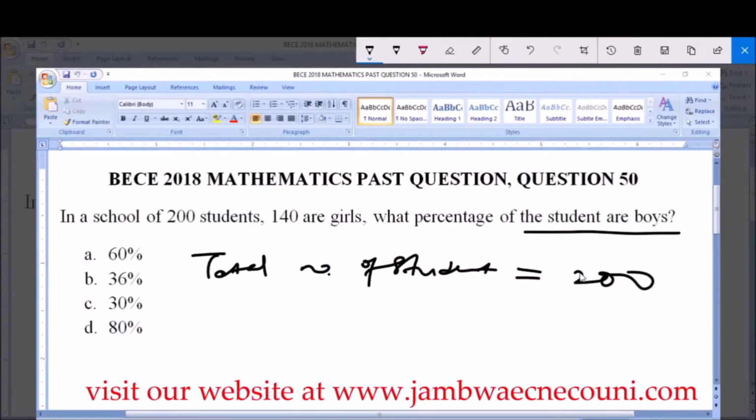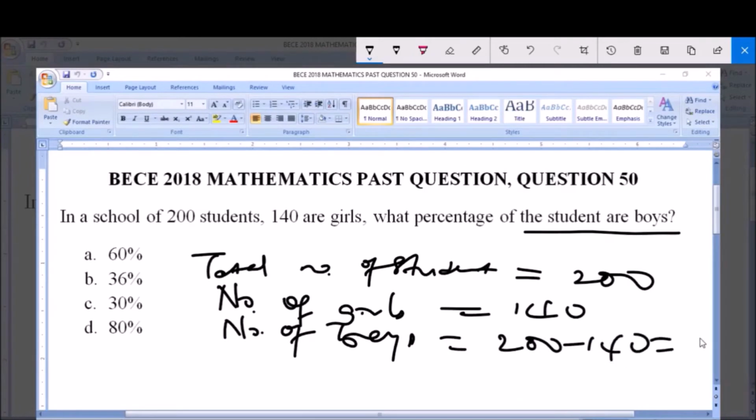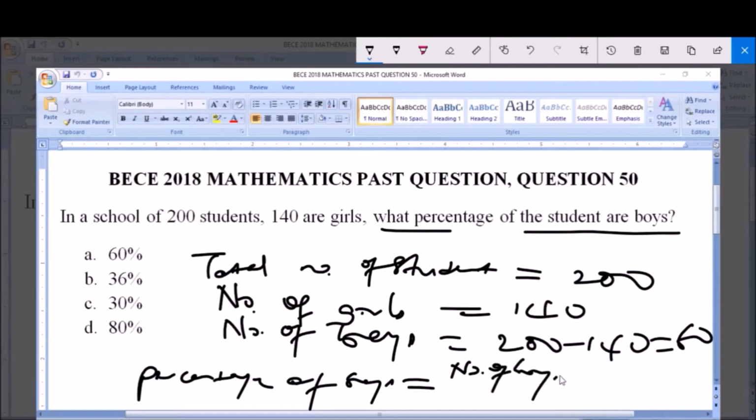is equal to 200, and then the number of girls is equal to 140. Then the number of boys will be equal to 200 minus 140, which is equal to 60. So in this school there are 60 boys, but the question asks us to find it in percentage. So the percentage of boys is given as the number of boys all over the total number of students multiplied by 100. That will give us the percentage for the number of boys. Now this is equal to, like we know, number of boys is 60. Total number of students is 200.